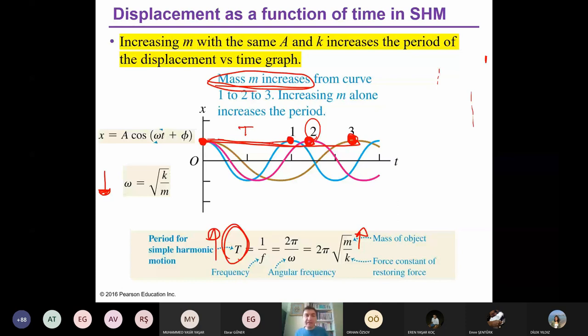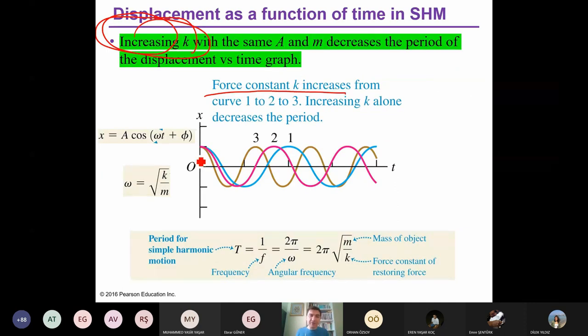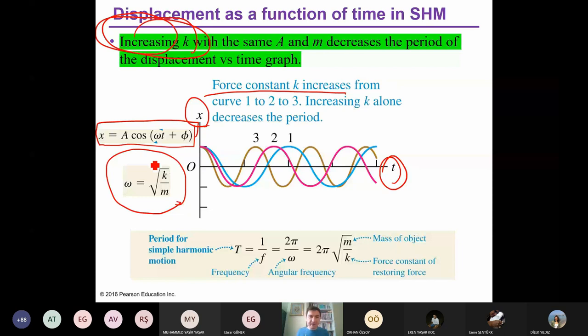Okay, here let me discuss k. Just increase k, the force constant. Here again, we have x, which is given by A cosine of omega t plus phi. This is the x-t graph, and we are increasing k. So look at this angular frequency equation. If you increase k, the force constant, then the angular frequency will increase. If you decrease k, then the angular frequency will decrease. Just consider that m is fixed, it is constant during this example. So look at the period. If you increase the force constant, then the period will decrease. If you decrease the force constant, then the period will increase.